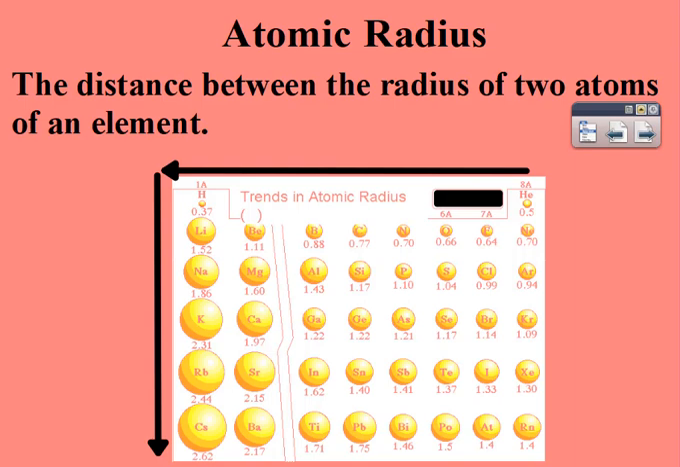It makes sense as you go down, it would get bigger. You're going to have more and more energy levels. If you have more energy levels, you have more electron-electron repulsions, which cause them to be further away from each other. And as I go to the left, I have fewer protons in the nucleus, so the electrons are able to go out further because they're not as pulled in.